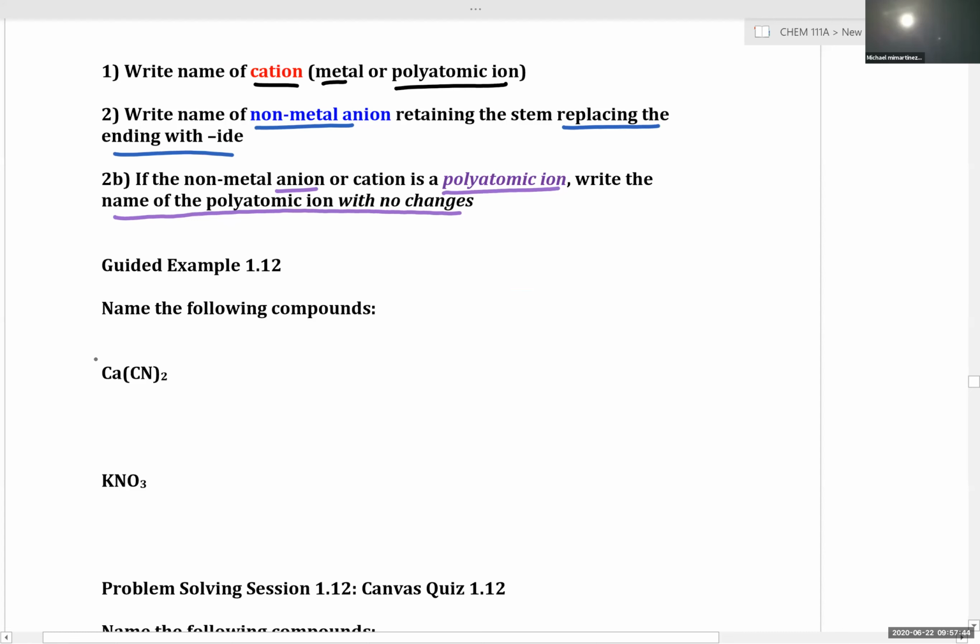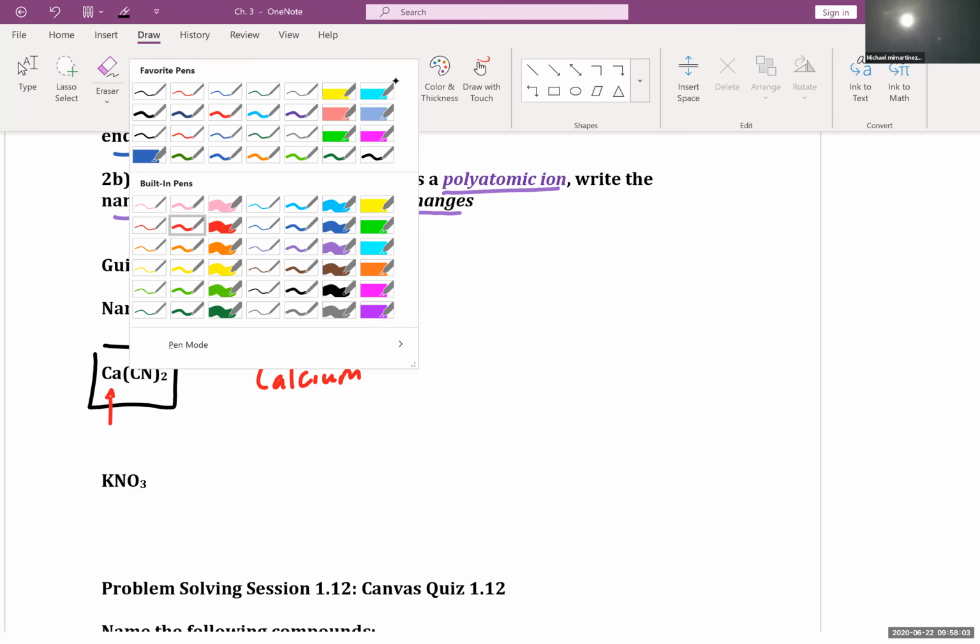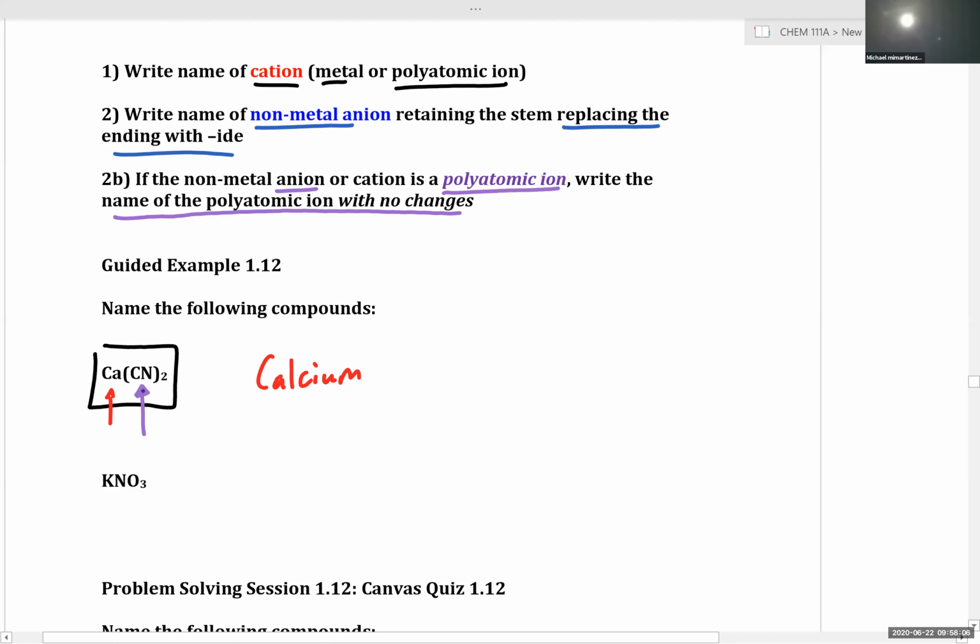If we have to name the following compound, first we name our metal. Our metal cation in this case is Ca, which is calcium. So you write the name calcium. CN, cyanide, is a polyatomic ion, and we just write the name of our polyatomic ion, which is cyanide. Note, we write the name with no changes.